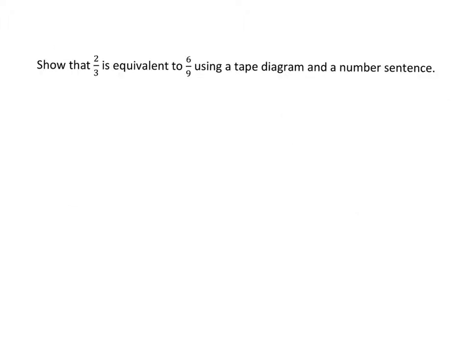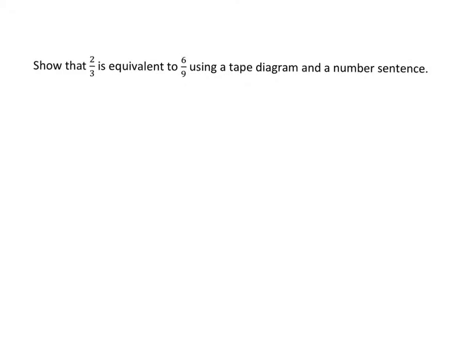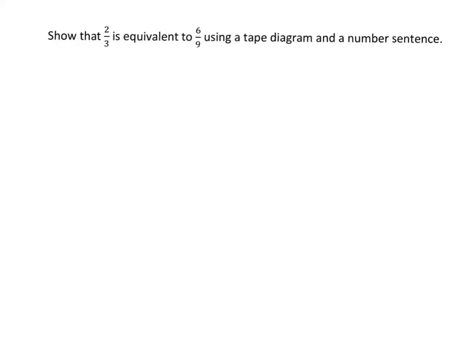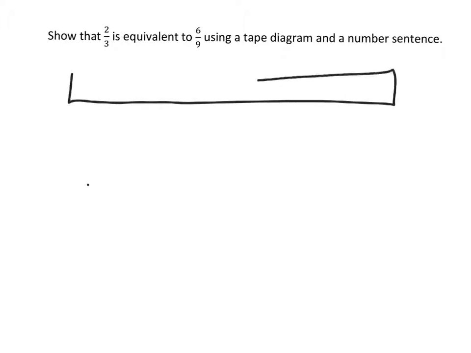All right, our next one is show that 2/3 is equivalent to 6/9 using a tape diagram and a number sentence. All right, so let's start making our tape diagram. In our tape diagram, I'm going to cut into thirds, and we've got 2/3 shaded in. And then it says, but now we need to use this tape diagram and model how it's equivalent to 6/9.